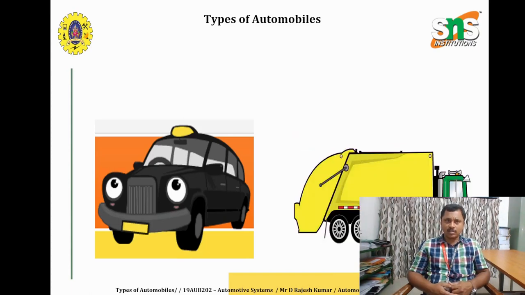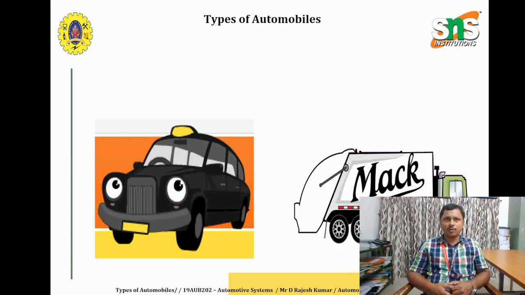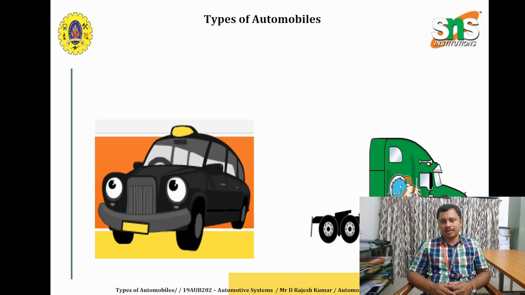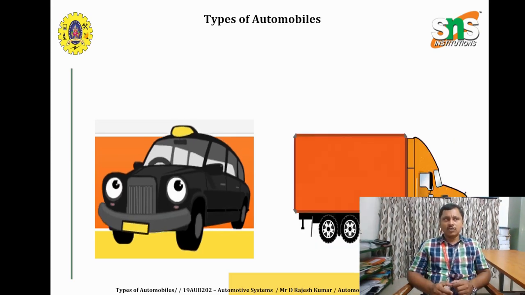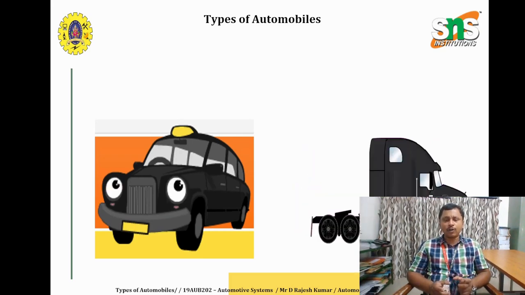So automobile is a basic thing which is used to transport people or goods from one place to another. The meaning of automobile is a self-propelled vehicle. So the vehicle develops by itself its own power required to propel.